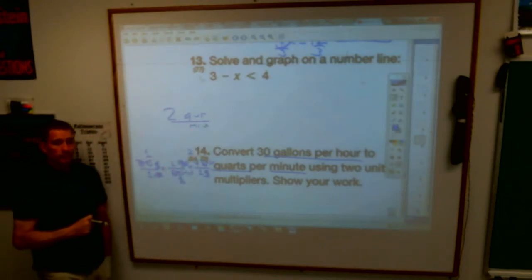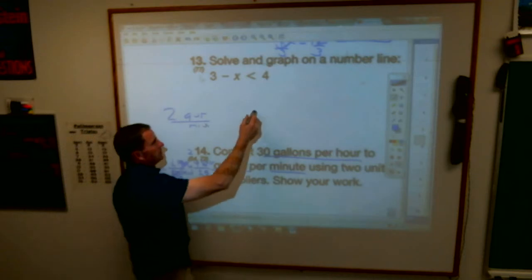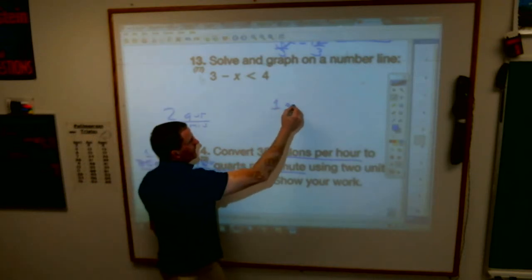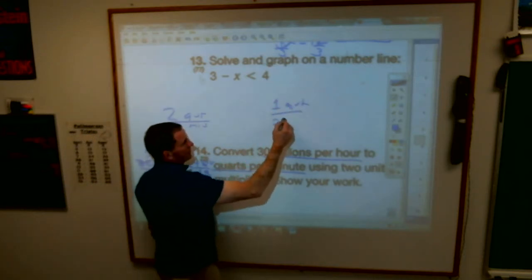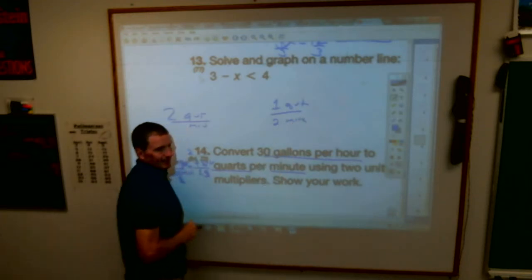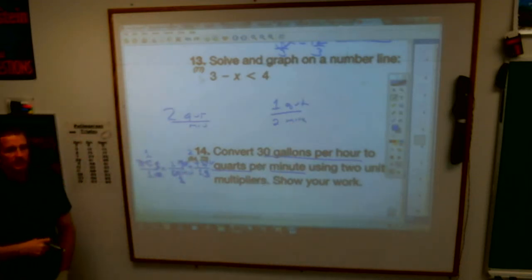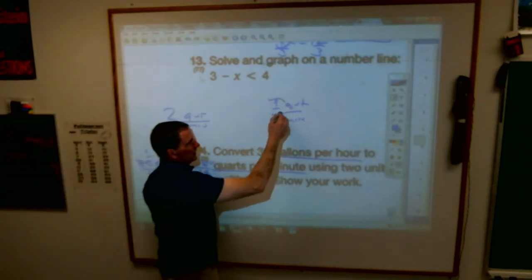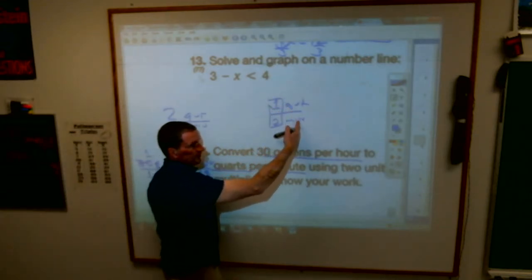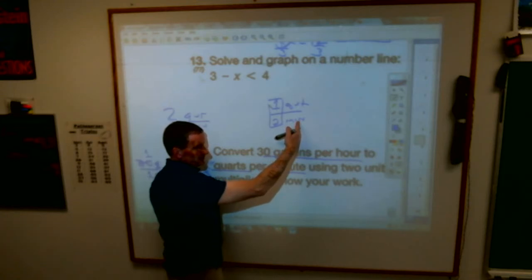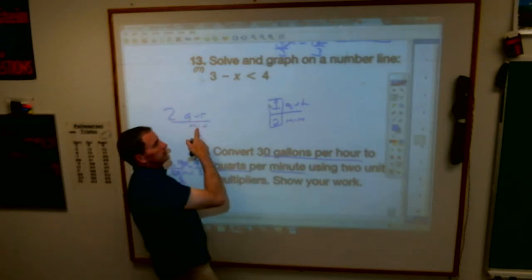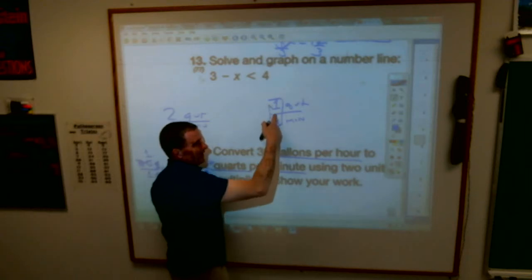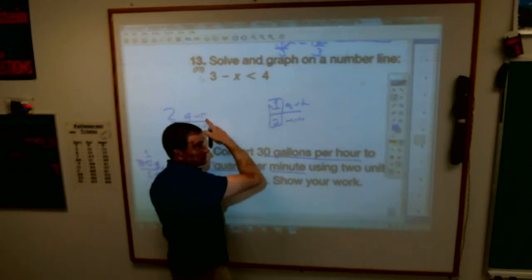What would have been the answer if the 2 would have ended up being on the bottom? What happens if, when everything crossed off, I had 1 quart on top, not that this is the answer, over 2 minutes on the bottom? How would I say that? I don't usually say 1 quart every 2 minutes. I say, you take the front part of this and you say it is half of a quart per minute. If the 2's on top like this, it's 2 quarts per minute. But if the 2's on the bottom, it's half of a quart per minute. 2 is on top, so it's 2.